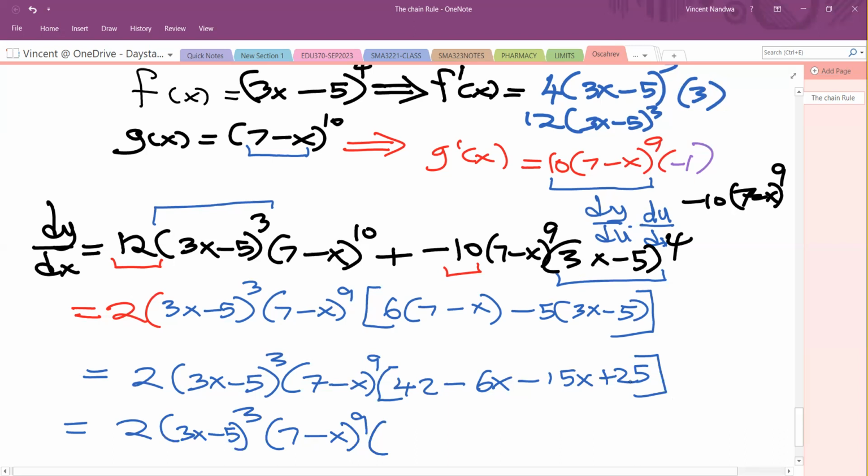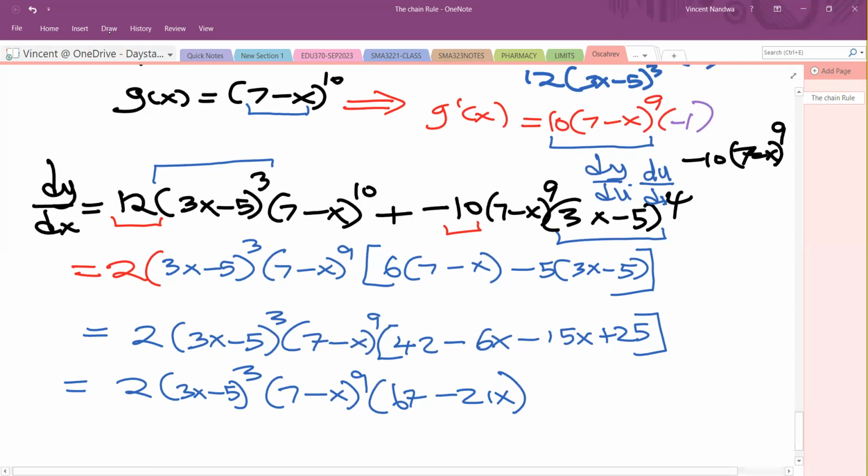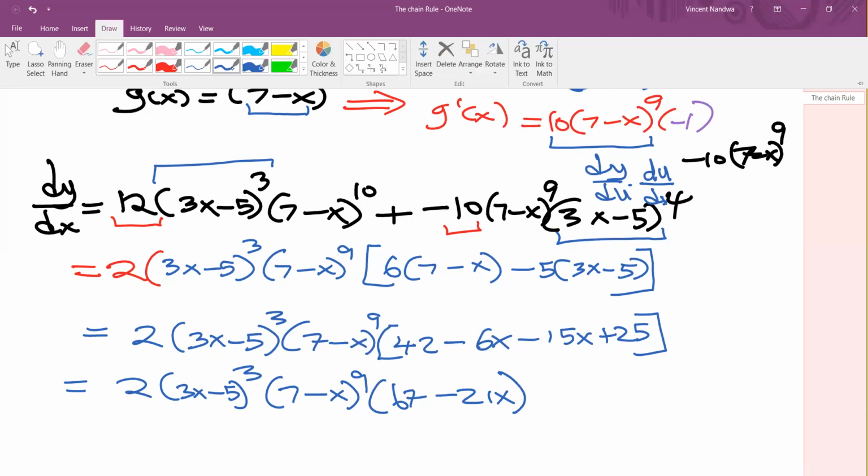25. 67, correct. So tunapata hapa 67. Then minus 6x minus 15x. Minus 15x. Minus 21x, okay? Now that becomes the final answer. So this is the final solution.